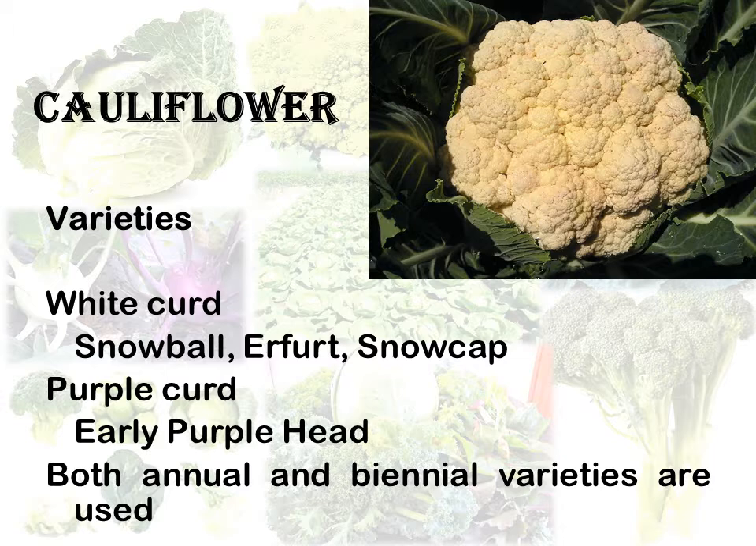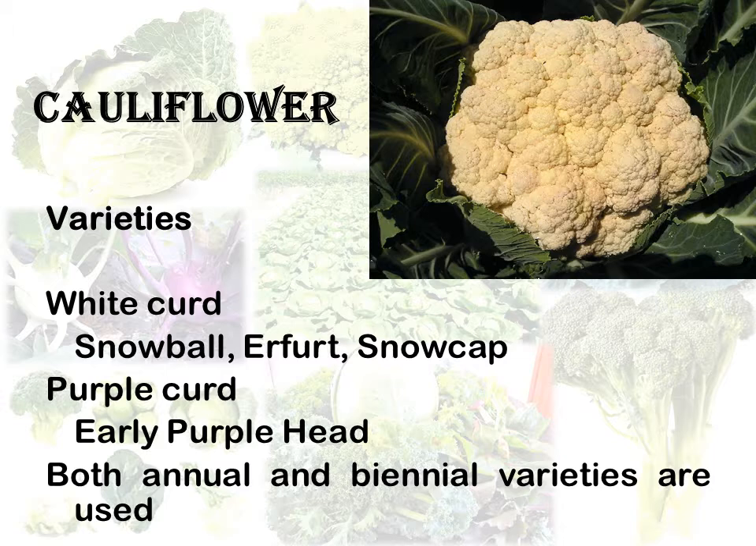So again, you have different varieties like white curd, purple curd. White curd, snowball. So these are the important varieties. So earlier also I told you that we always have to remember the scientific name of the crop and certain varieties and seed rate. So these will be asked. Generally, these are asked in the viva or examination. So this is the very important white curd. The important varieties are snow curd, snow cap.